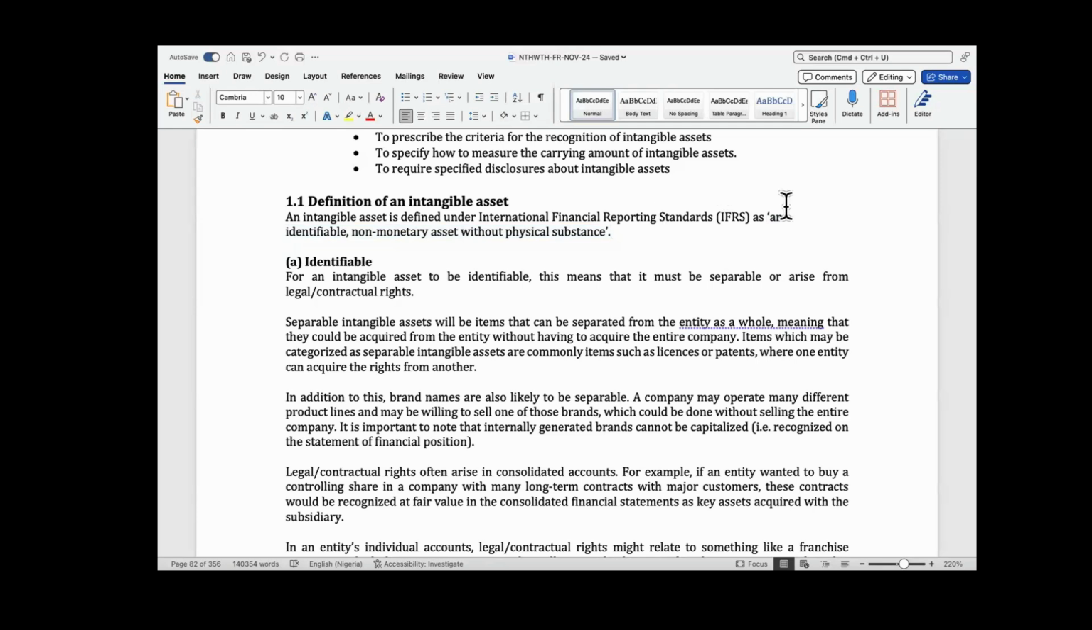So there are three elements in this definition, which we're going to look at in the next 10 minutes. The first one is identifiable. The second one is non-monetary assets. And the third is without physical substance. So let's see the first one, which is identifiable. So what do we mean by identifiable? For an intangible asset to be identifiable, it means two things.